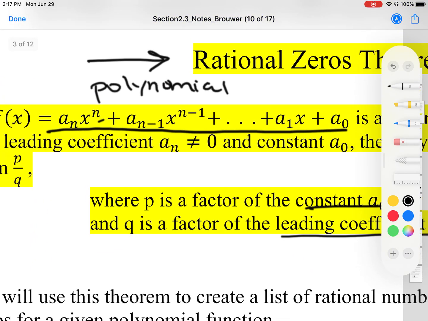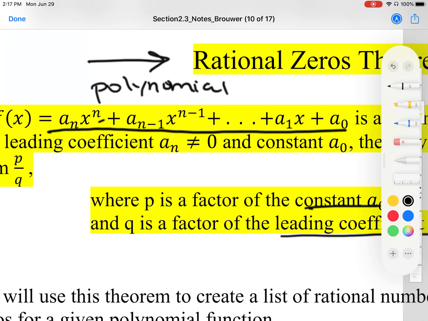So this notation here just means a polynomial where each a is a coefficient attached to each x. And we have different powers of x. We have x to our highest degree, and then one less, and then it continues until we're left with just an x and then no x.